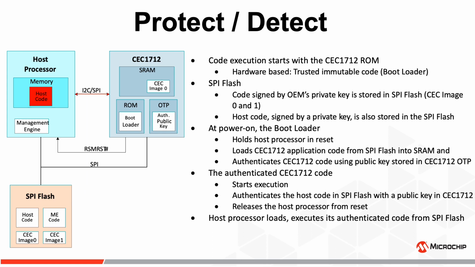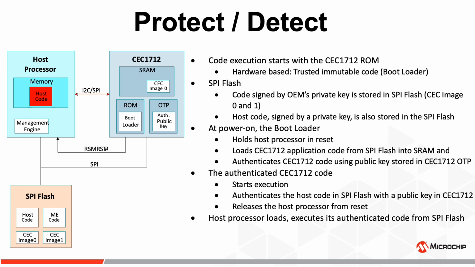If for some reason this particular image has been corrupted, to do the recovery part of the system, we have detected that the signature is no longer valid. So once we've detected that, it will actually go get the other CEC image and load it into the SRAM and proceed, assuming that the digital signature has been validated as correct and authenticated.